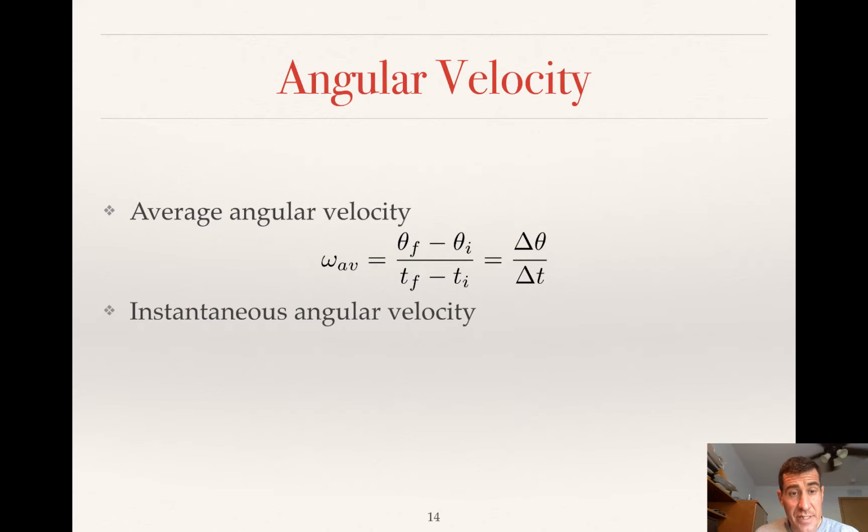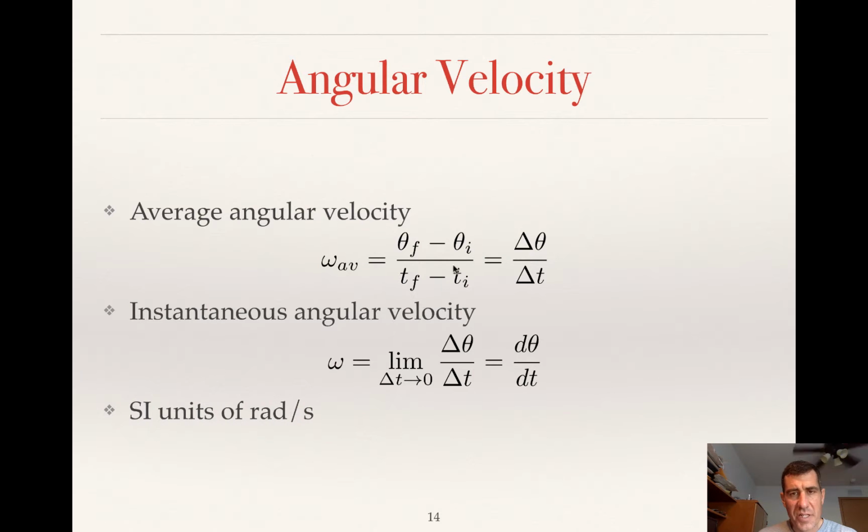And just like we had with translational velocity, we can then define an instantaneous angular velocity. So once again, you imagine starting with the average angular velocity, and then you take that delta t interval and shrink it so it's smaller and smaller. So you're averaging over a smaller and smaller time interval, and that defines a limit as delta t goes to 0. So it's the limit as delta t goes to 0 of delta theta over delta t, which hopefully you recognize is just the definition of a derivative. So it's the derivative of the angular position theta with respect to time, d theta dt. And omega with no subscript stands for the instantaneous angular velocity.